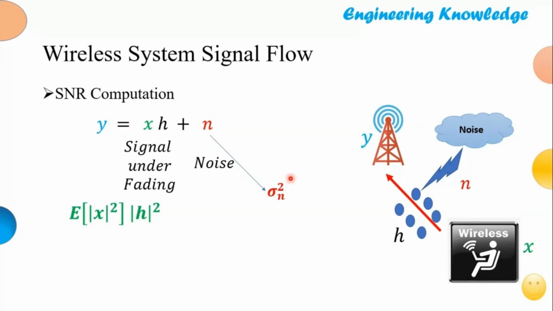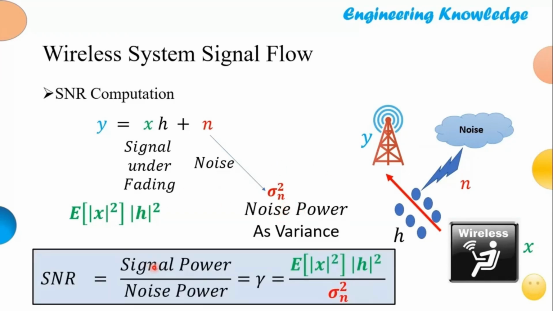We treat it as a normal distribution with mean, suppose 0, and standard deviation of sigma n, which means a variance of sigma n square. So what is my signal to noise ratio? This will represent the noise power, of course. What is the signal to noise ratio? It is signal power upon noise power.